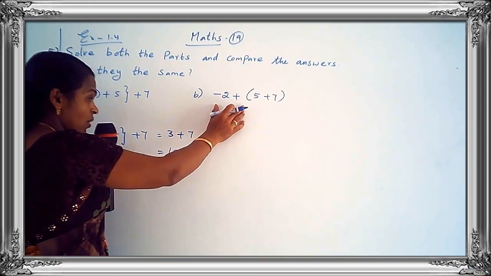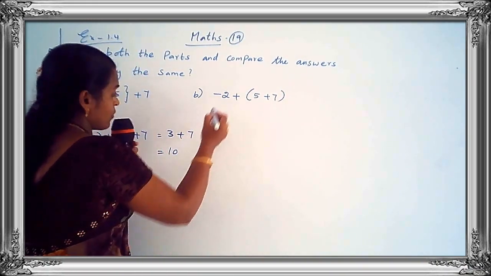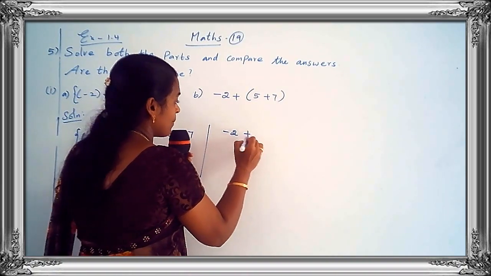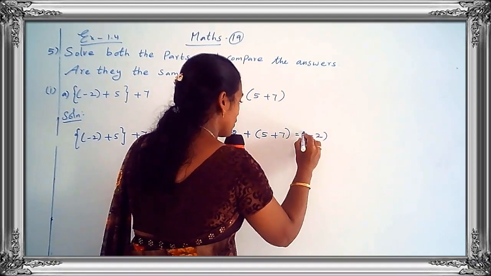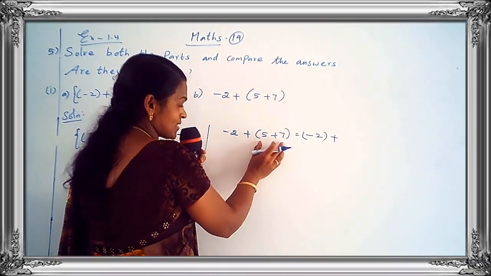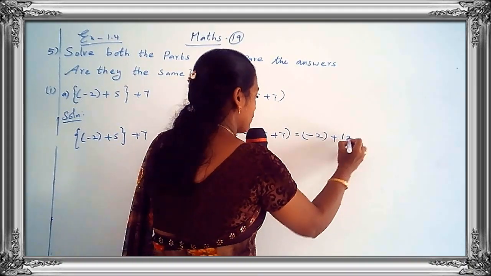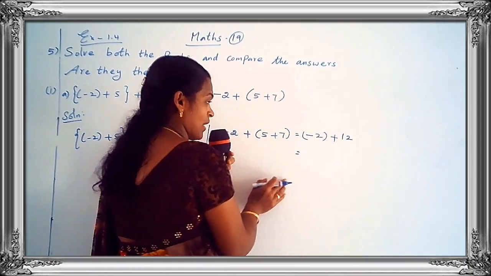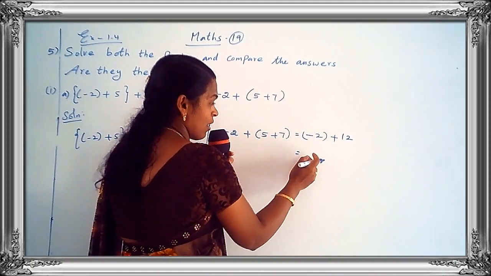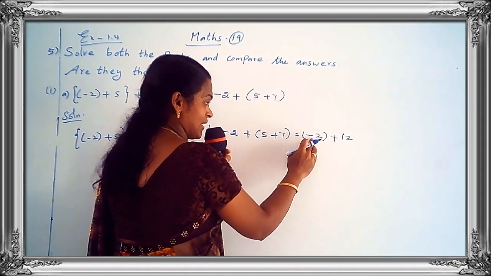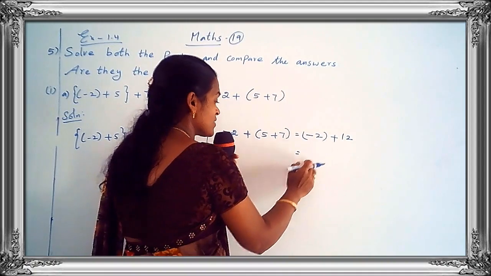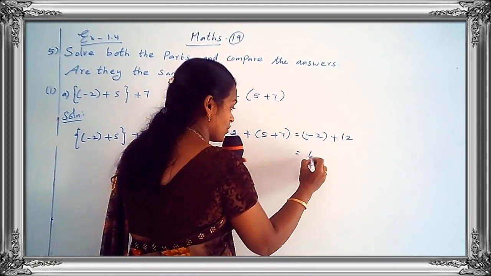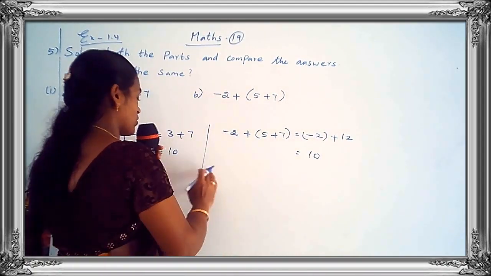Now we have to solve B part. What is given? Minus 2 plus 5 plus 7. What is the answer of 5 plus 7? 12. So minus 2 plus 12, how much is your answer? 10. How? This is positive, this is negative. If the integers have opposite signs, we find the difference and put the sign of the greater value. So 12 minus 2 is equal to 10. So minus 2 plus 12 is equal to 10.